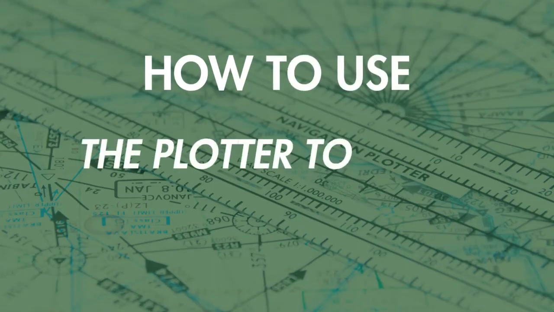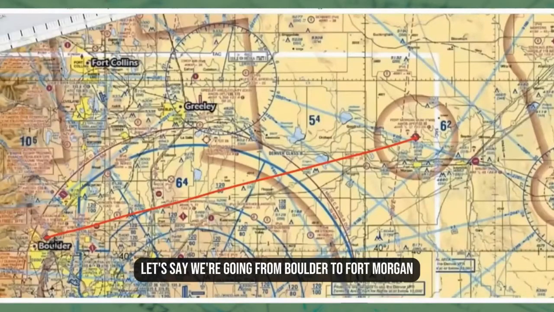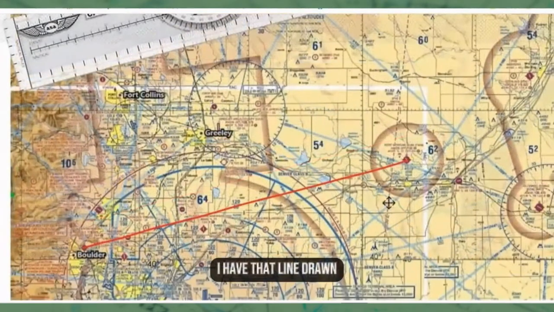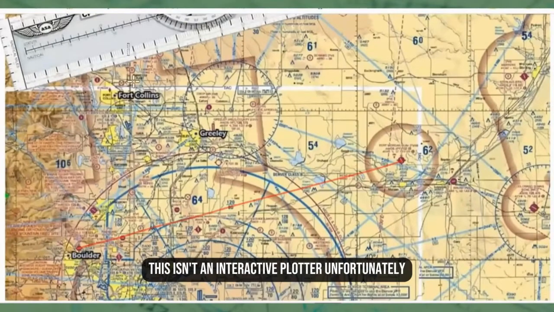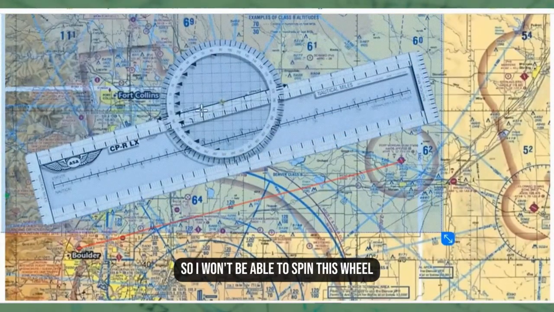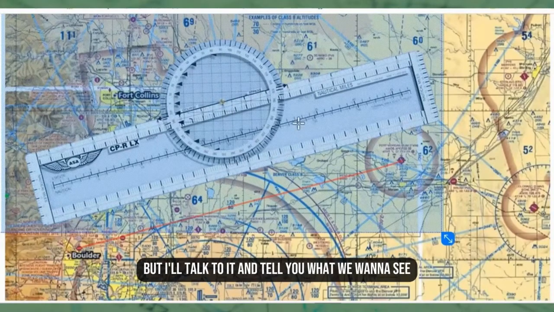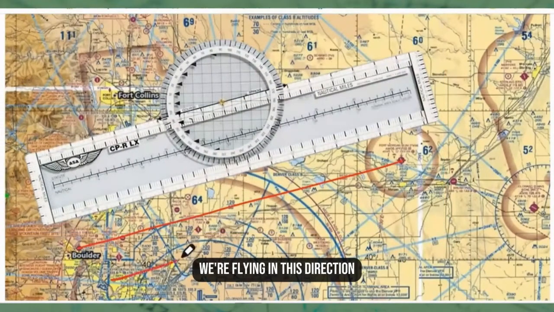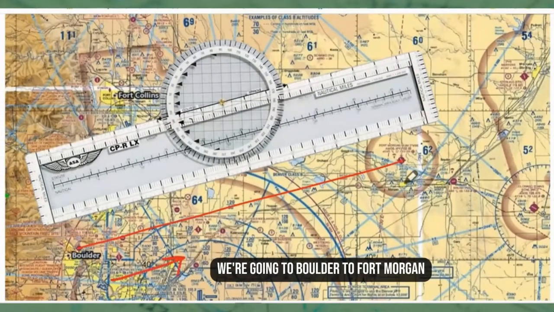How to use the plotter tool for measuring true courses. Let's say we're going from Boulder to Fort Morgan here in Colorado. So I have that line drawn. This isn't an interactive plotter, unfortunately, but it's the best I could do. So I won't be able to spin this wheel, but I'll talk to it and tell you what we want to see. So we're flying in this direction, from Boulder to Fort Morgan.